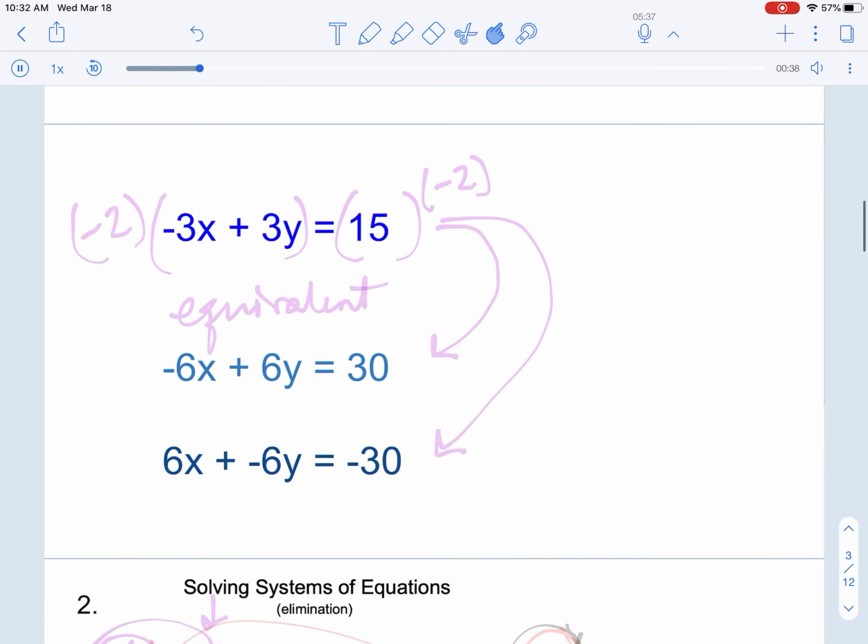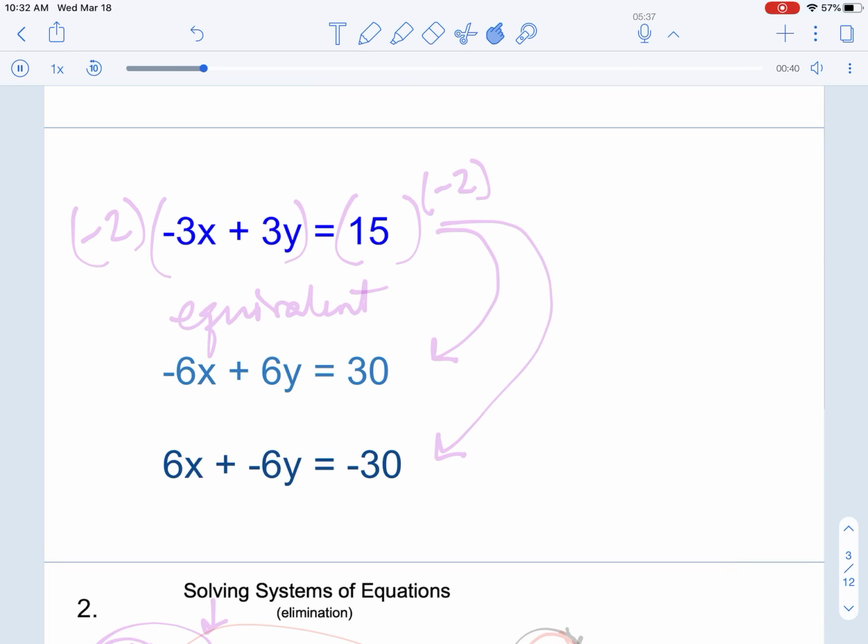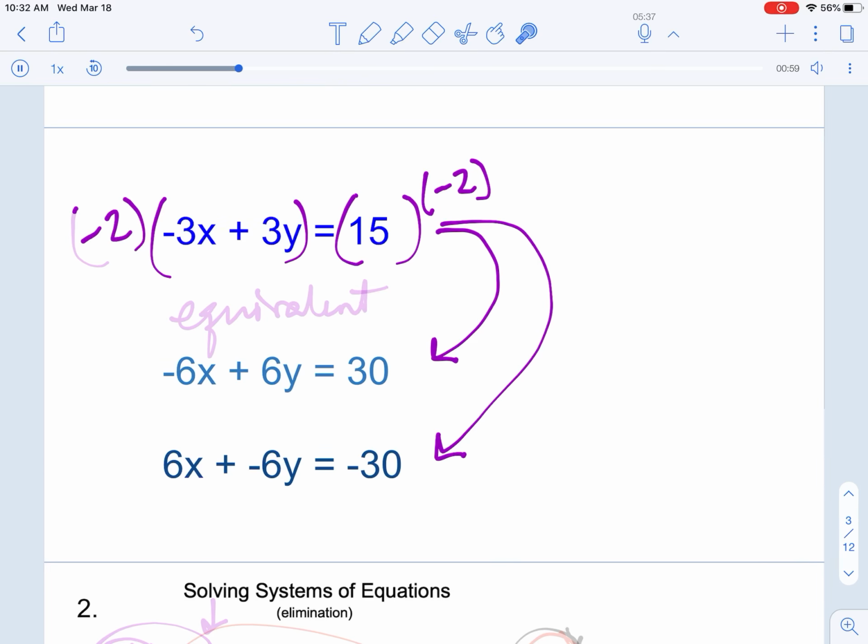This equation is actually equivalent to the equations below it. What did I do to get from the dark blue equation to this light blue equation? What did I do to get from the top equation to the bottom equation? I hope you said that you're multiplying by a negative 2. So you can see that this is an equivalent equation. It's exactly the same thing, just rewritten in a way that we can manipulate.